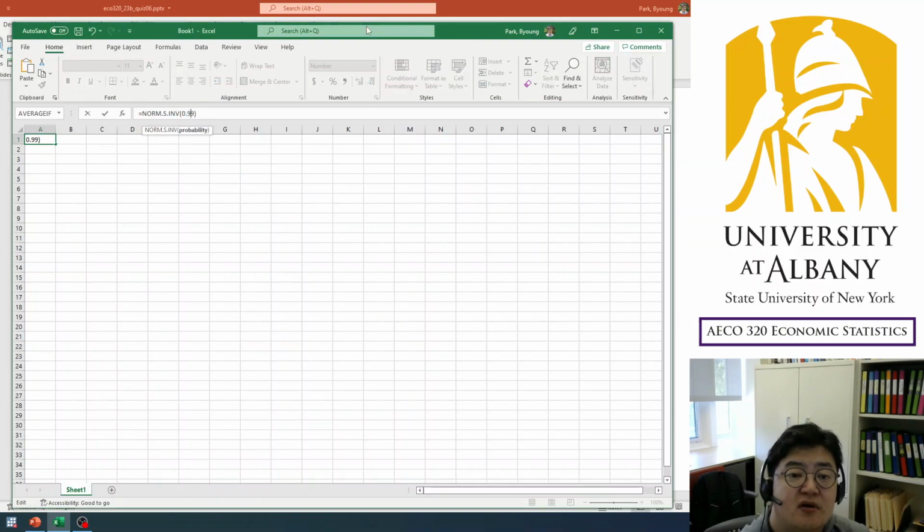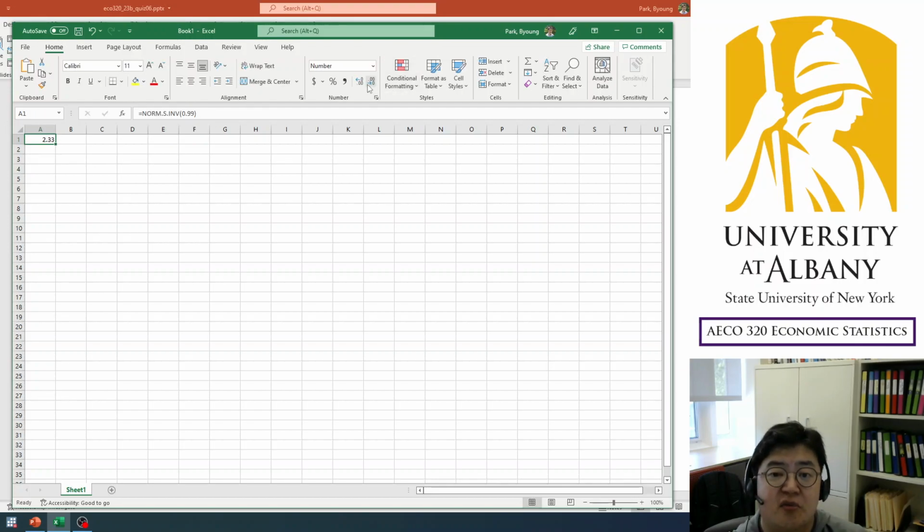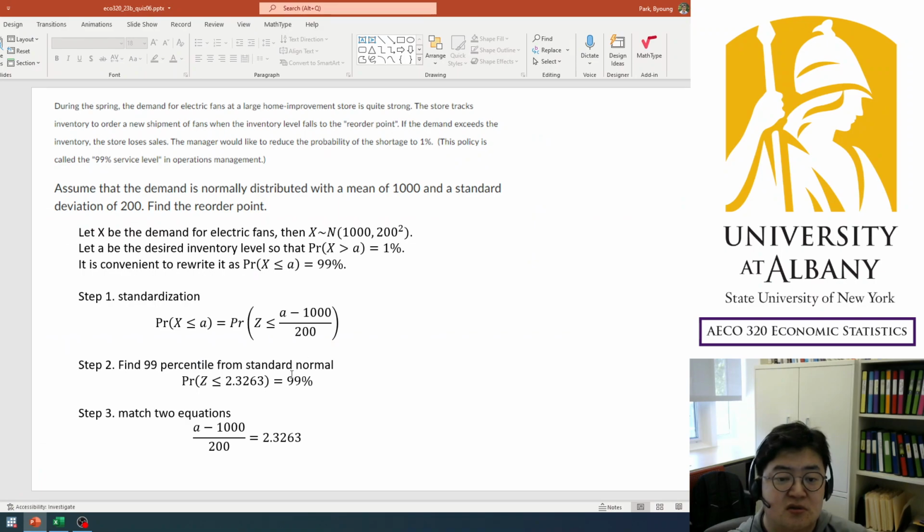So norm.s.inv, and I enter 99%. Then you get a number. Actually, it is this long, but I will simply take this number. Yes, here I round to the 4th decimal place, but you can reduce it. And then you are going to match, like you realize that this number must equal this number. So then from there, you can solve for the unknown A.